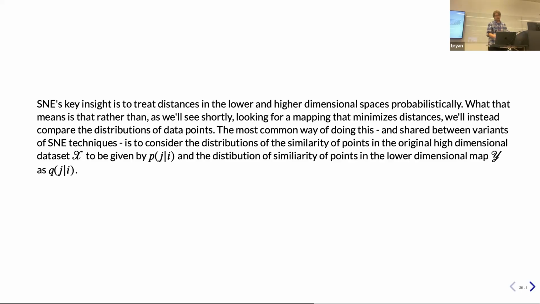So we're going to define 2 probability distributions. P of J conditioned on I is the distribution of similarity between points that live in the high dimensional space. And Q of J conditioned on I is the probability distribution in the lower dimensional space. So we want those two probability distributions for how close 2 points are to be as close as possible. So that's the function that we're trying to optimize.